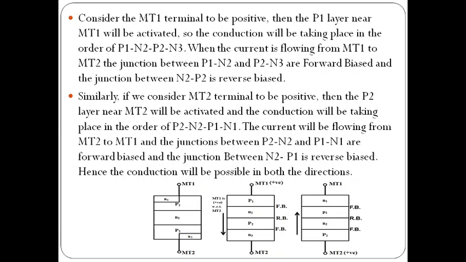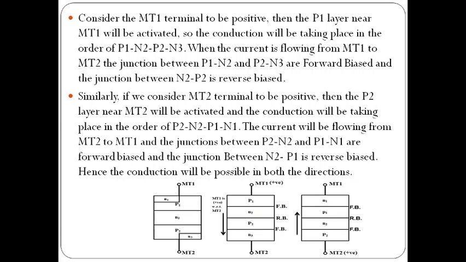Next, the second case, when we consider MT2 is positive with respect to MT1. So positive of the battery is connected to MT2 and negative is connected to MT1. When positive of the battery is connected to MT2, the P2 layer will be activated. So the P2 N2 junction is in forward bias. The negative of the battery is connected to MT1, so the N1 layer will be activated. The N1 P1 junction is in forward bias.